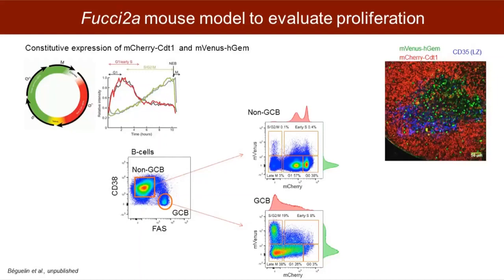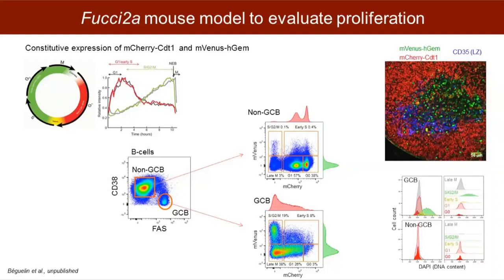As expected, most germinal center B cells are found in S, G2, M phases. This is Cherry negative, while naive B cells are in G1 and G0. This is Cherry positive, Venus negative. On the right side of the slide, you can clearly see in the microscopy picture germinal center cells in green or colorless, which are late M, early G1, and the naive B cells surrounding the germinal centers are red.